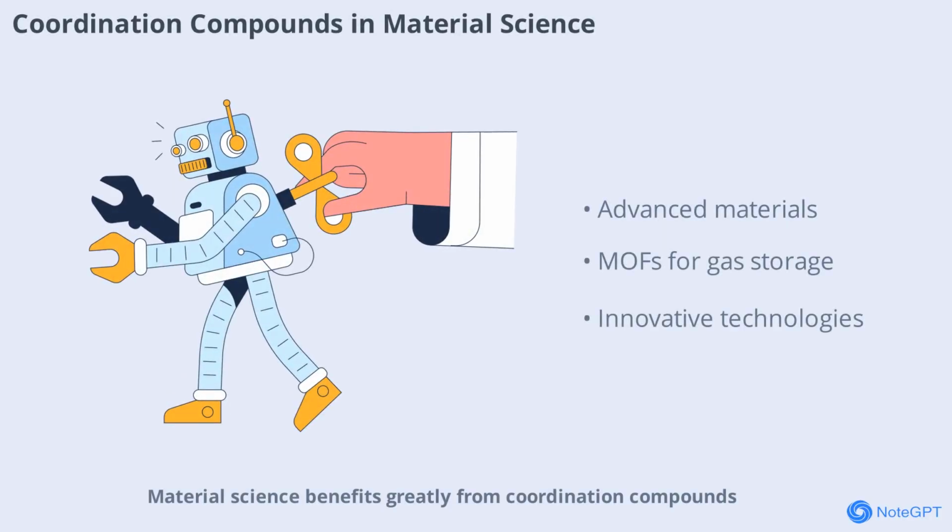Material science benefits greatly from coordination compounds. These complexes are used to create advanced materials with specific magnetic, optical, or electronic properties. For example, coordination polymers and metal-organic frameworks (MOFs) are designed for gas storage, separation, and catalysis. The versatility of coordination chemistry drives innovation in developing new materials for technology and industry.